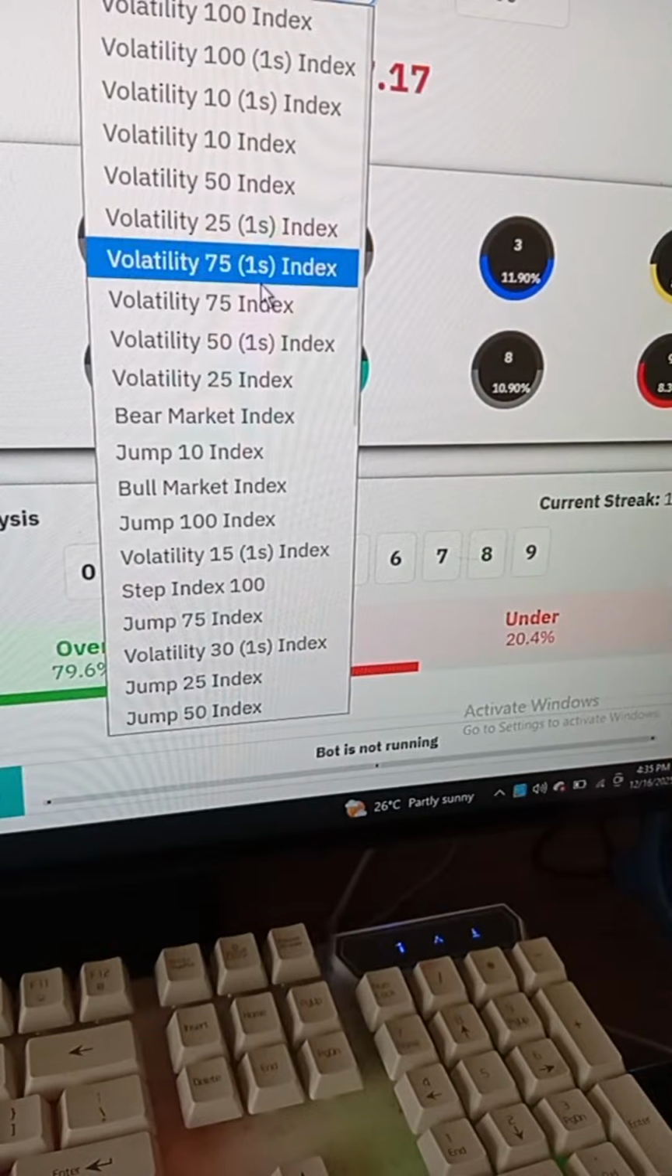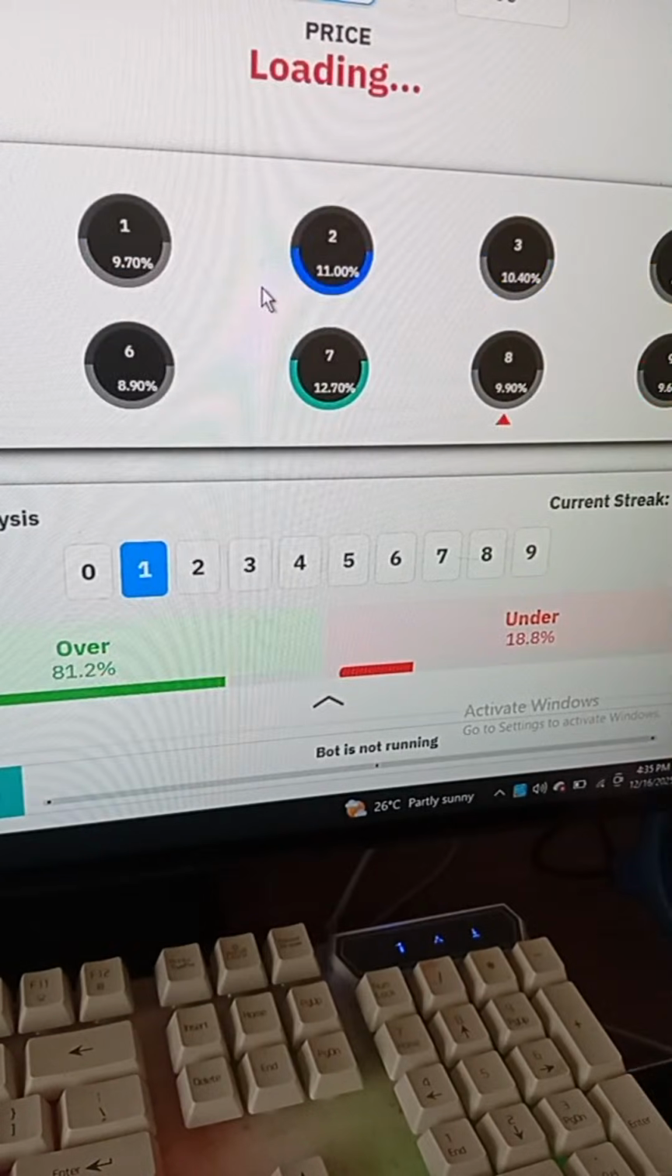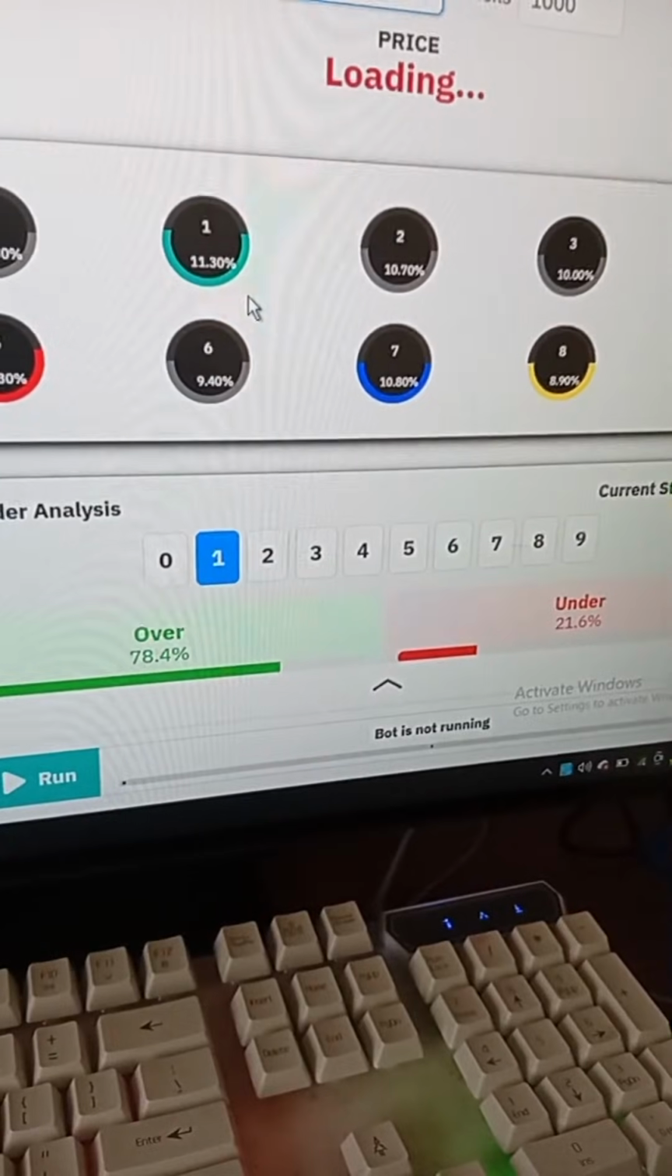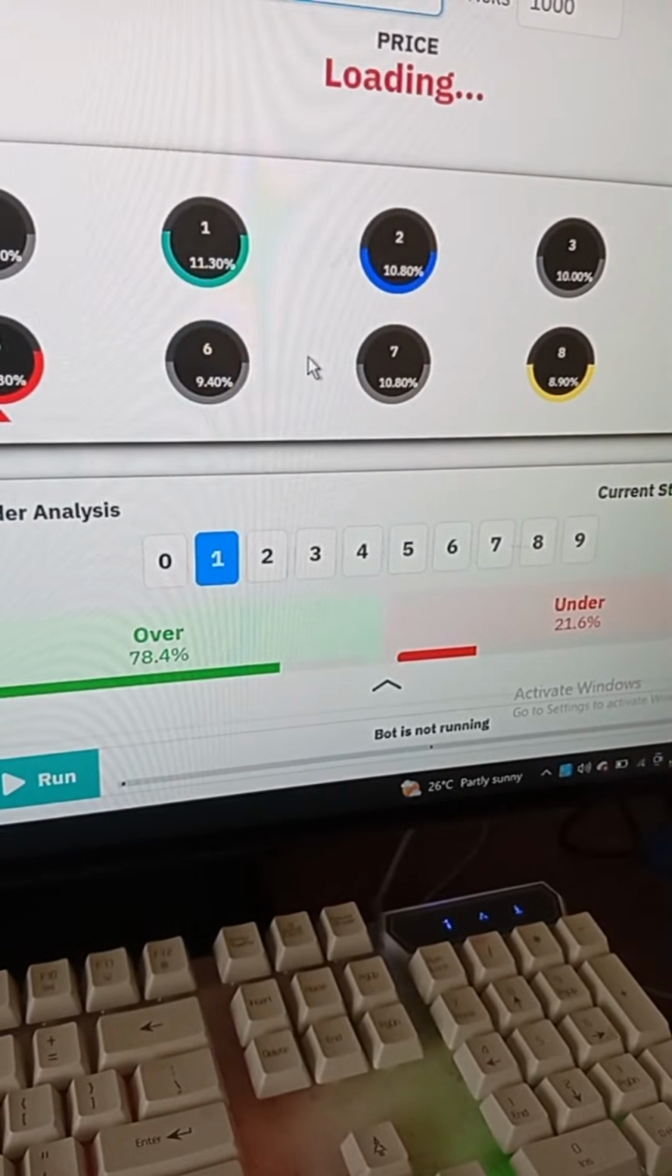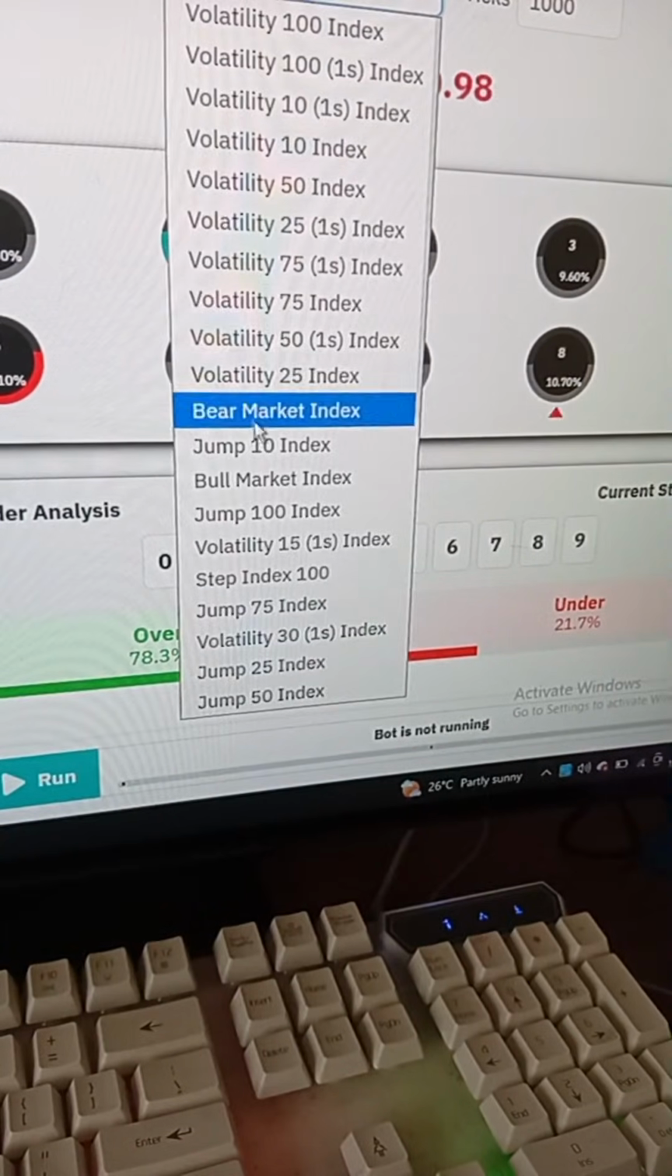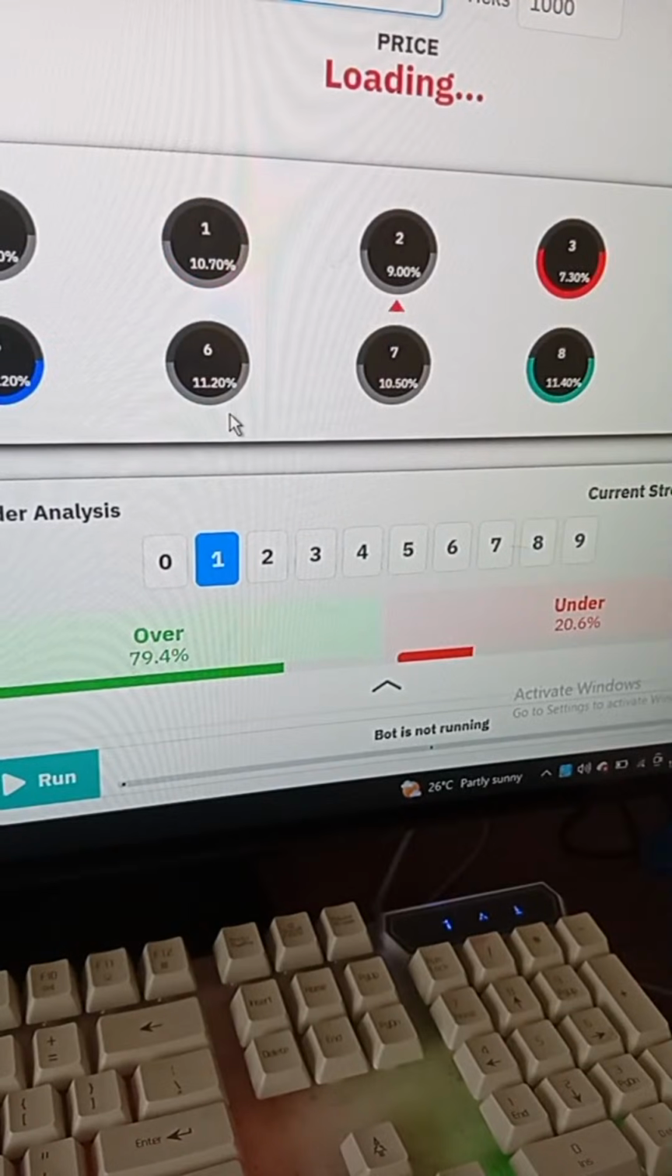All right, so let me go to 75 S. Let me see how it is. Okay, we go to 75 index. No, we leave that one also. Is this 75? Okay, we go to 50 S. 50 S is not good for us. Let me go to 25 index.